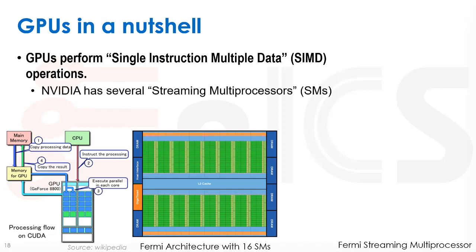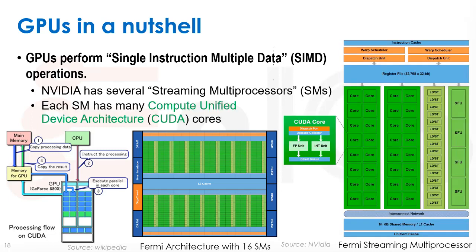When NVIDIA talks about it, their nomenclature says that they have something they call streaming multiprocessors, or SMs. And these streaming multiprocessors have many CUDA cores. CUDA stands for Compute Unified Device Architecture. So here we can see the Fermi architecture, and it has 16 SMs: 8 over here and 8 over here. Each of these green areas is an SM, and this is what an SM looks like inside.